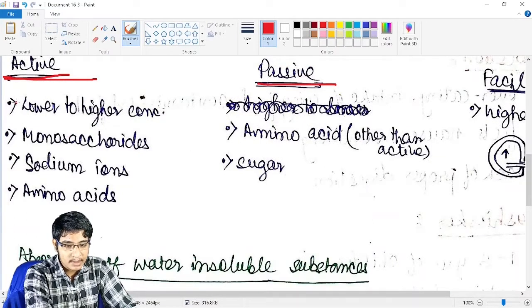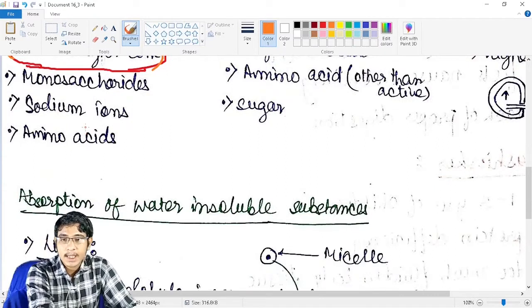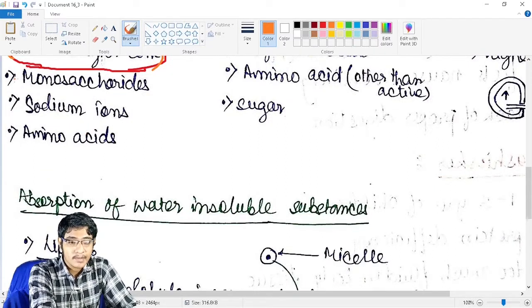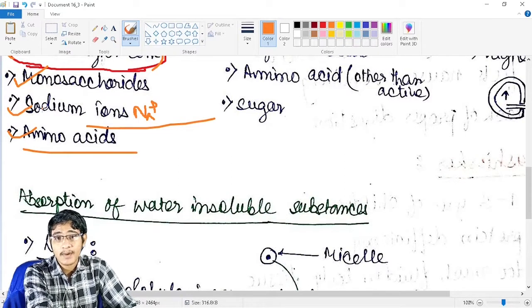Active absorption is the absorption which happens from lower concentration to higher concentration. This type of absorption is known as active absorption. What are the things that get absorbed in active absorption? First we have monosaccharides, then we have sodium ions, Na plus ions, and we have amino acids. These three things get absorbed by active absorption.